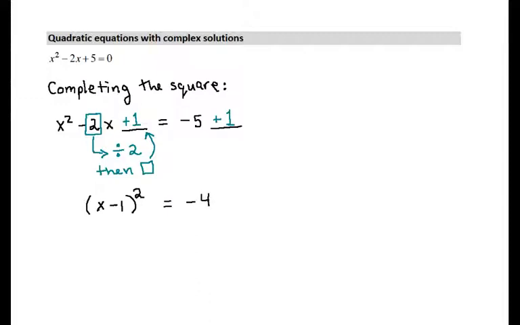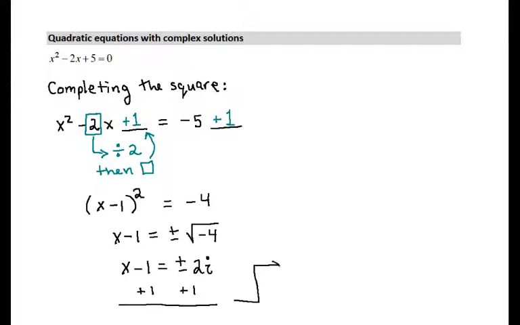I now complete this using the square root method. x minus 1 is equal to plus or minus the square root of negative 4. Then all I have to do is rewrite the square root of negative 4 using imaginary numbers. We've already done that. This is the same thing as 2i, because 2 being the square root of 4 and i being the square root of negative 1. And then add 1 to both sides. Gets us x equals 1 plus or minus 2i.